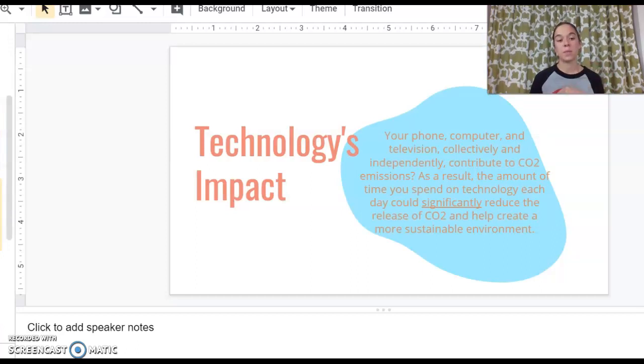All right, so then they are going to use the research that they did, and they're going to move into more topics. So one of the things that this person read a lot about was technology. So this slide teaches about how technology contributes to CO2 emissions. So it talks about how your phone and your computer and all of those things do create CO2 as we're charging them and using them. And it talks about how, if you limit what you do each day, that can significantly help the impact of technology on the environment.